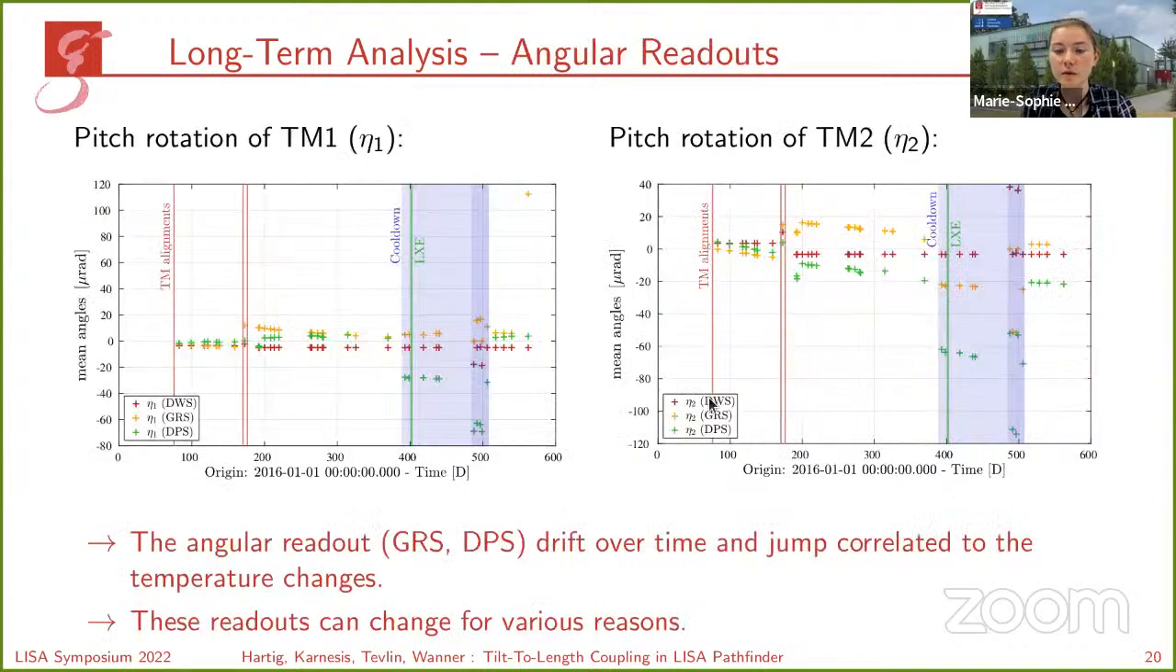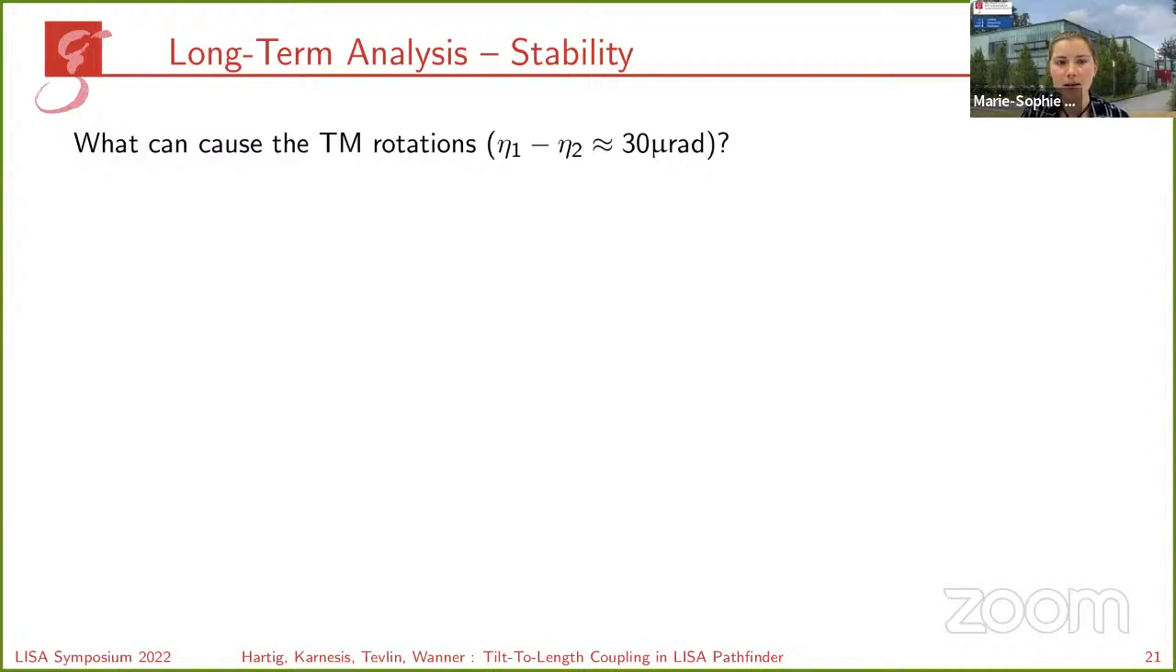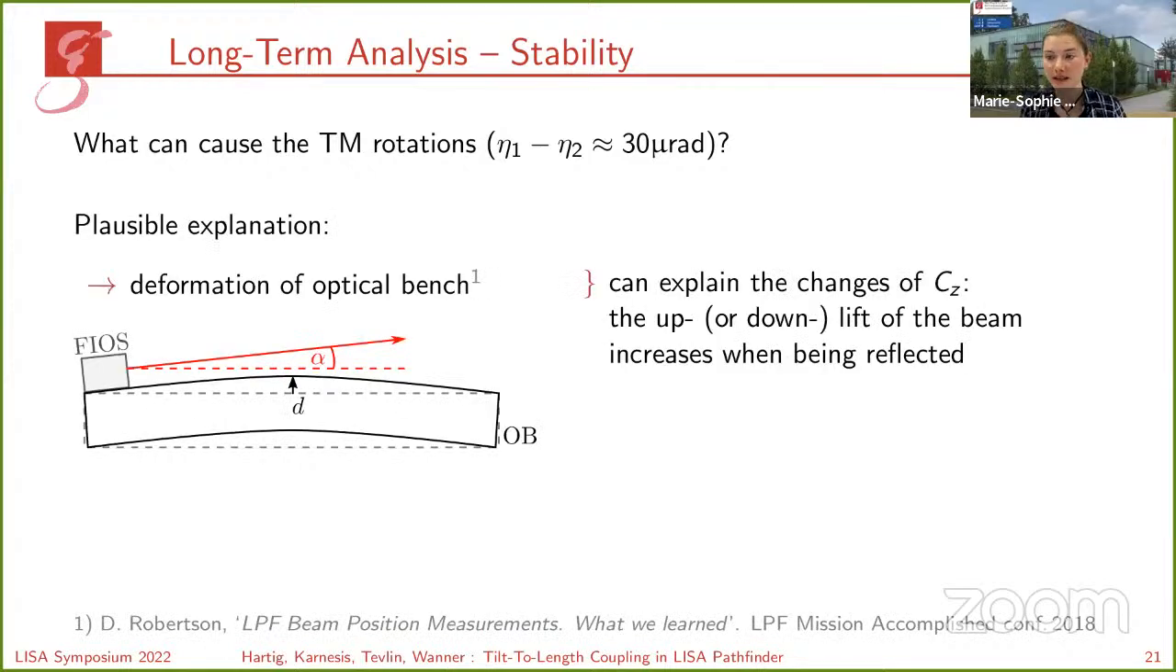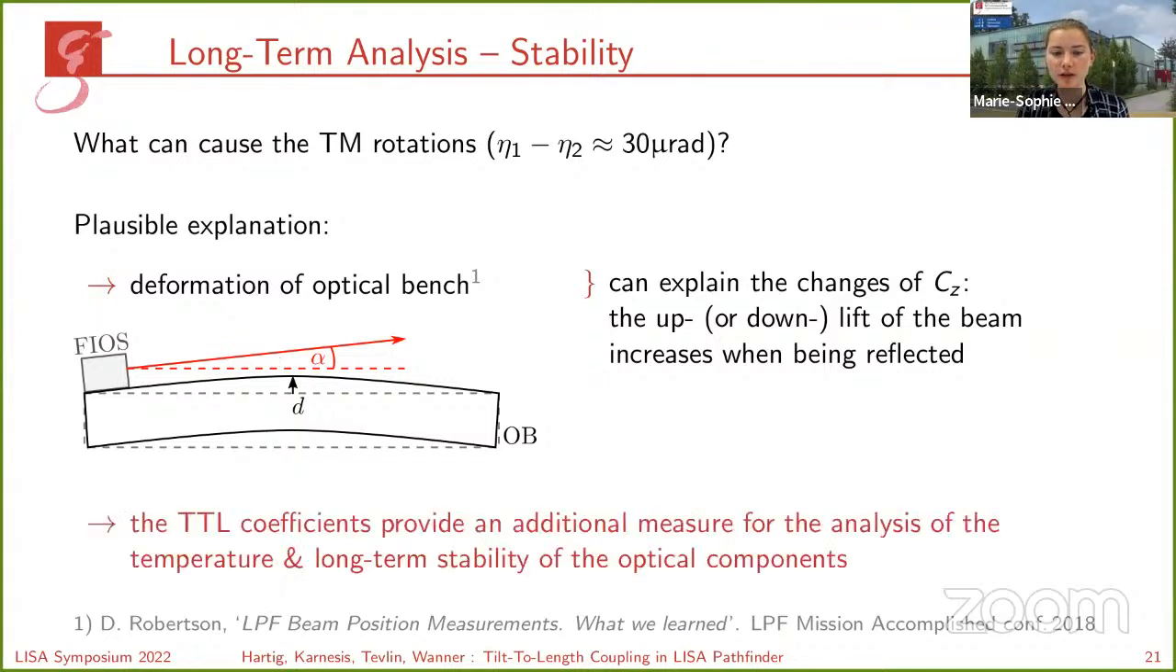The task mass angles were controlled for most of the time, and also this time, by the differential wavefront sensing angles, which did not change. So we assume that the beams must have been tilted for any other reason, such that this readout yielded a task mass rotation for correction. And so we wondered what could have caused a beam tilt. And there's one scenario that could actually explain it, and which has been investigated prior to launch. And this would be a bending of the optical bench due to the thermal stresses on the mounts. And then the beam would tilt, and this beam tilt would further increase due to further reflections. So the analytical tilt-to-length coupling model actually yields an additional measure for the stability of the optical setup.